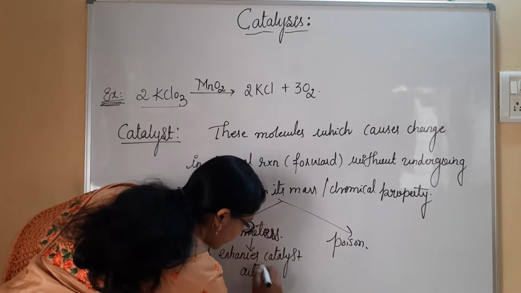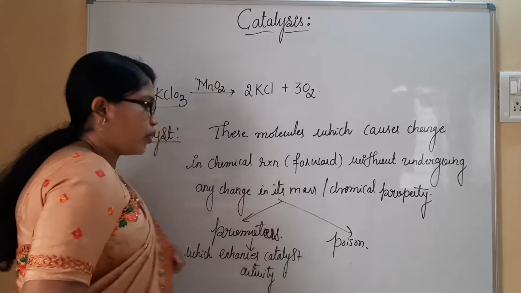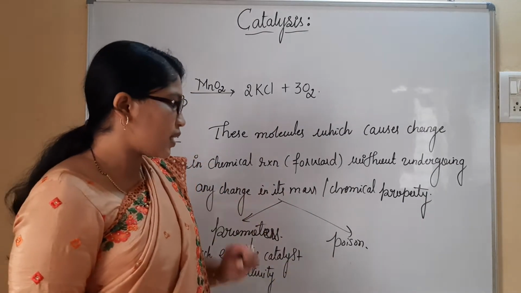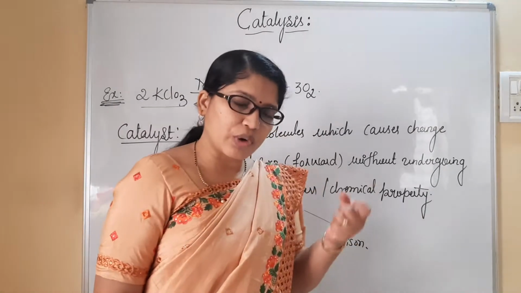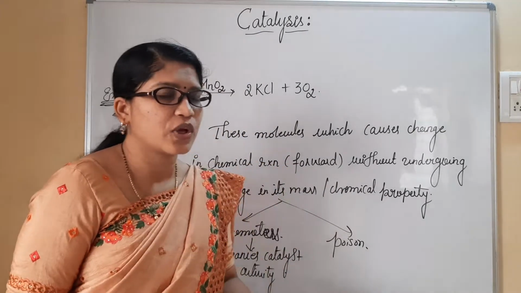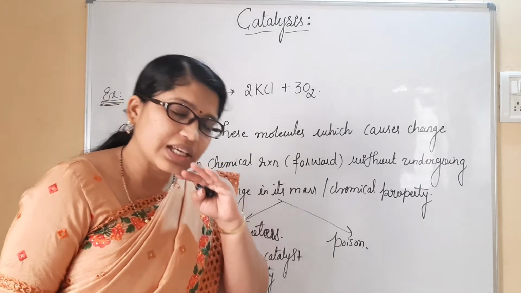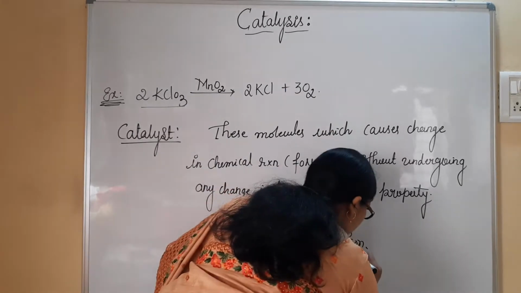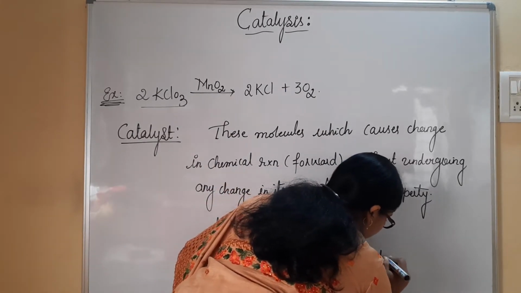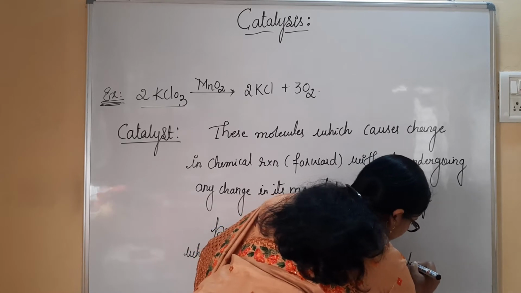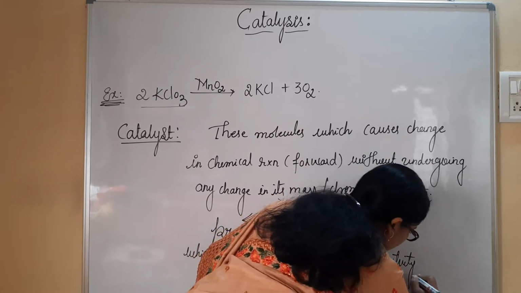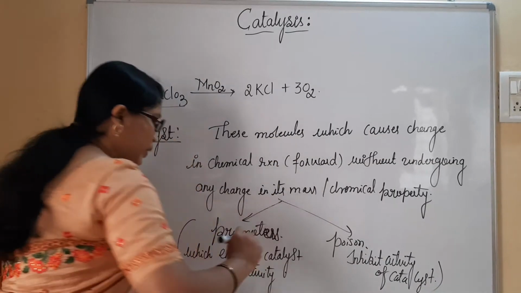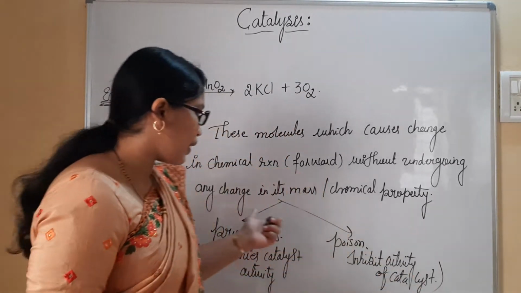Now, one more term we need to understand is poison. As the name itself suggests, poisons are molecules or chemical compounds which stop, nullify or inhibit the activity of the catalyst. They are called poison. These inhibit the activity of the catalyst. So these are the two important terminologies we need to understand in the case of a catalyst.